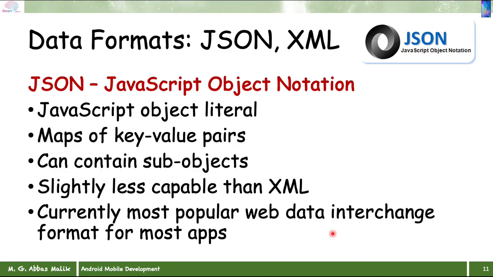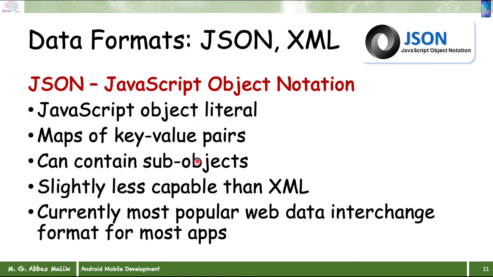So JSON, again, as I told you, is the JavaScript Object Notation. That is the most popular format for the response when the data is going to be converted into a JSON object, and that object, that plain text, is returned. So the JavaScript object literal maps a key-value pair. We have a key and we have a value. The key represents the name of that particular data, and the value represents the data itself. It can contain sub-objects.